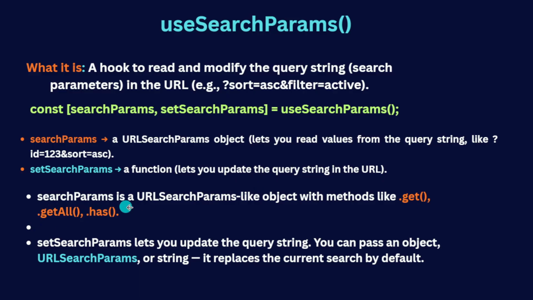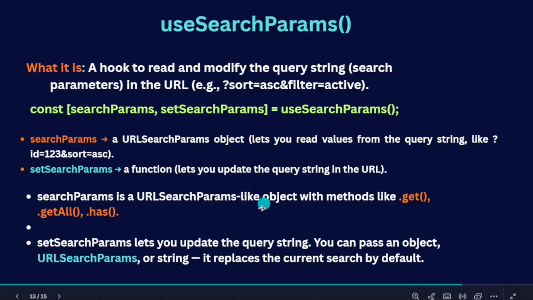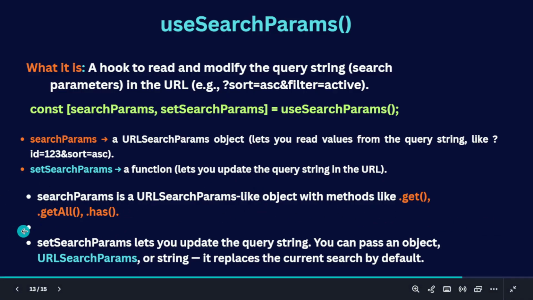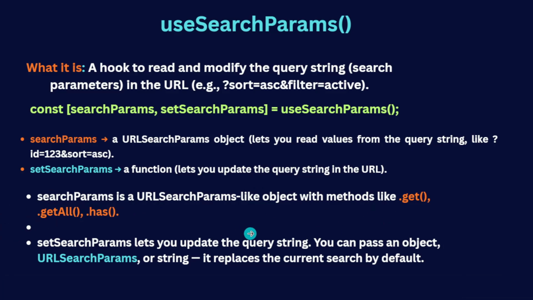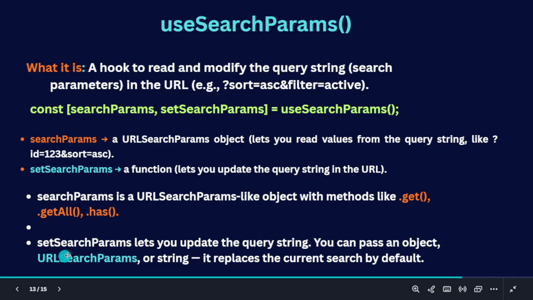So searchParams is a URLSearchParams-like object with the same methods we have: get, getAll, has, append, all the methods we have, right? And also setSearchParams lets you update the query string. You can pass an object like this or a string, and it replaces the current search by default. So this is useSearchParams.